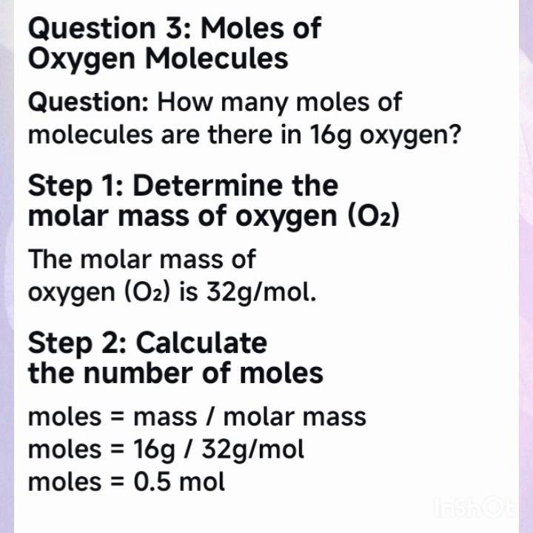By multiplying it with 2, we will get 32.0 gram per mole. Now you have to calculate the number of moles. The formula is given as mass per molar mass. Divide 16 by 32 and you'll get the answer 0.5 mole. So the correct answer is option B, 0.5.